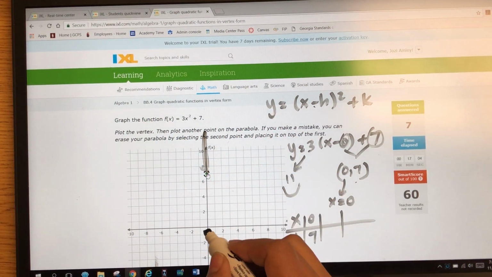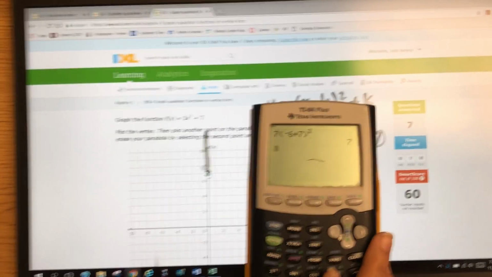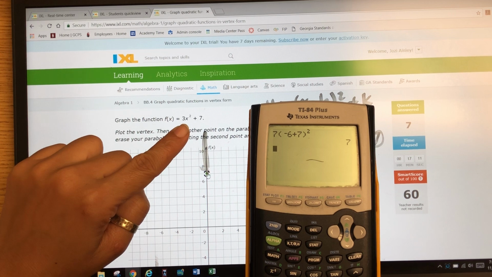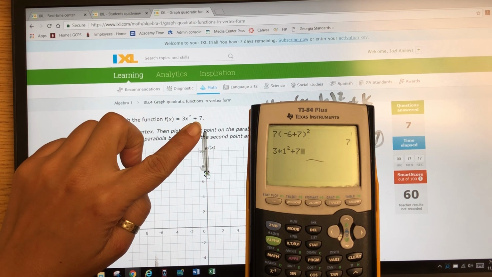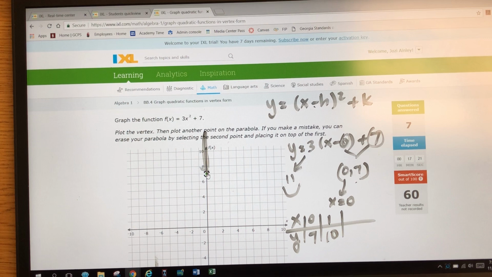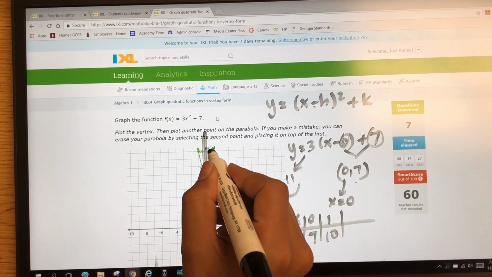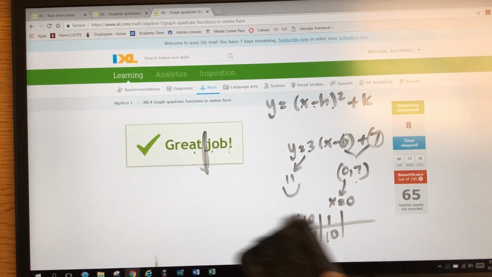And then pick a number to the right. So I'm gonna pick 1, plug that in. And again, just take your calculator and plug it in. So where I see x, I'm gonna put 1, okay? So it's 3 times 1 squared plus 7, 10. So when x is 1, y is 10. And then again, mirror it. So it goes 1 that way, then 1 that way. So that should be right.